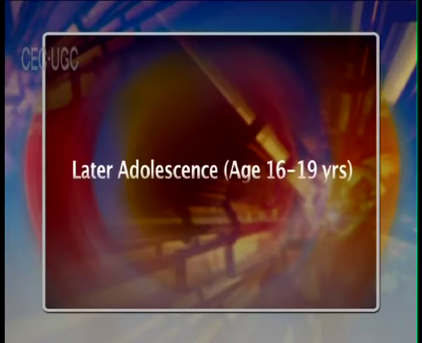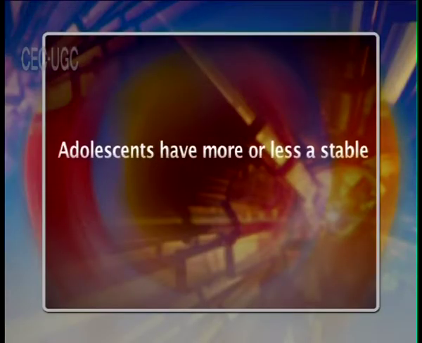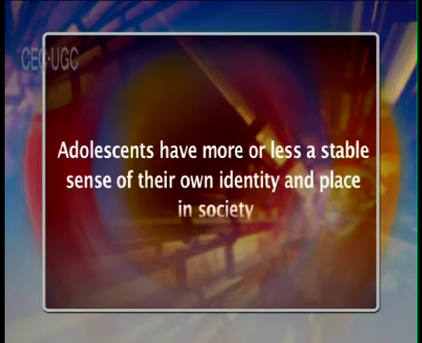Third, later adolescence. The age approximation is from 16 to 19 years. In this phase of growth and development, adolescents have more or less a suitable sense of their own identity and place in society. The secondary sexual characteristics are well developed. Adolescents at this time are able to define life goals, although economic dependence on parents may continue. They are concerned with the preparation for the future and survival in the present scenario.